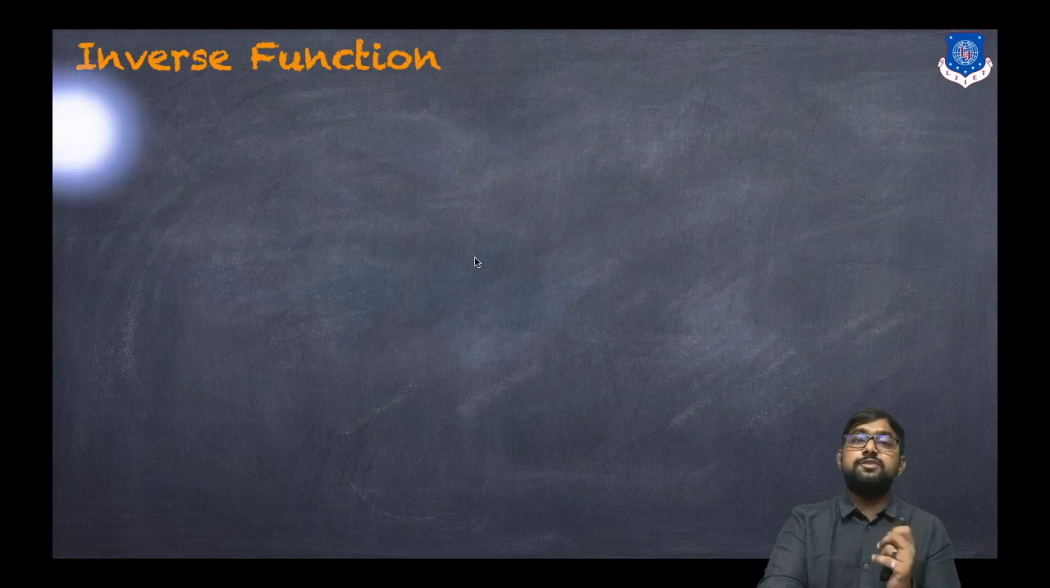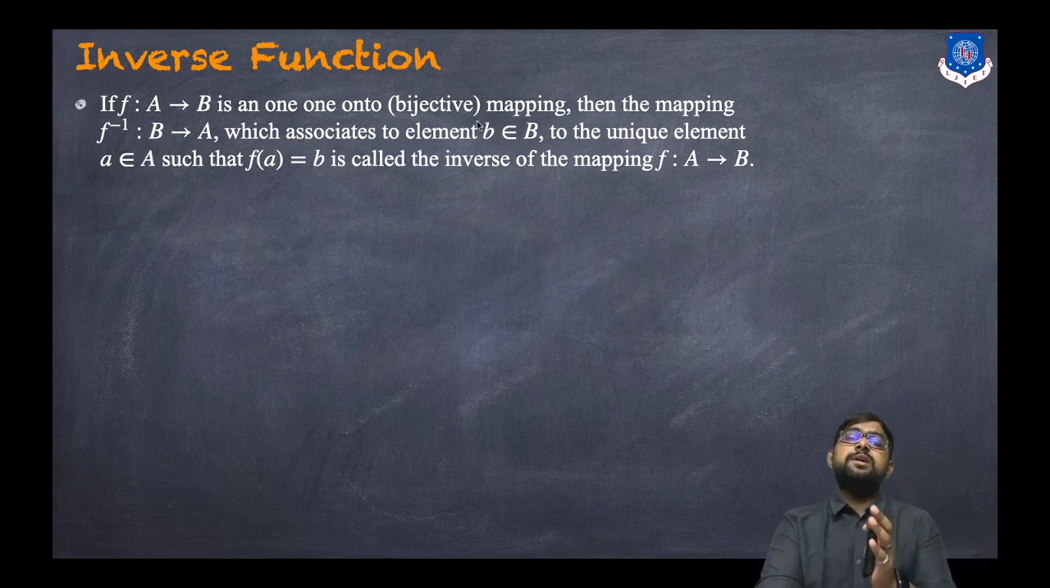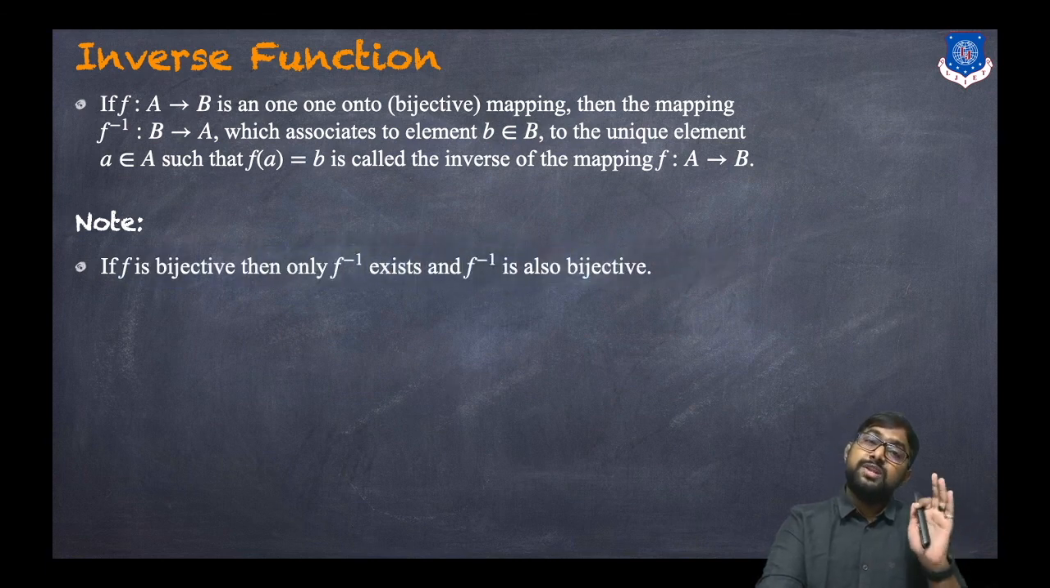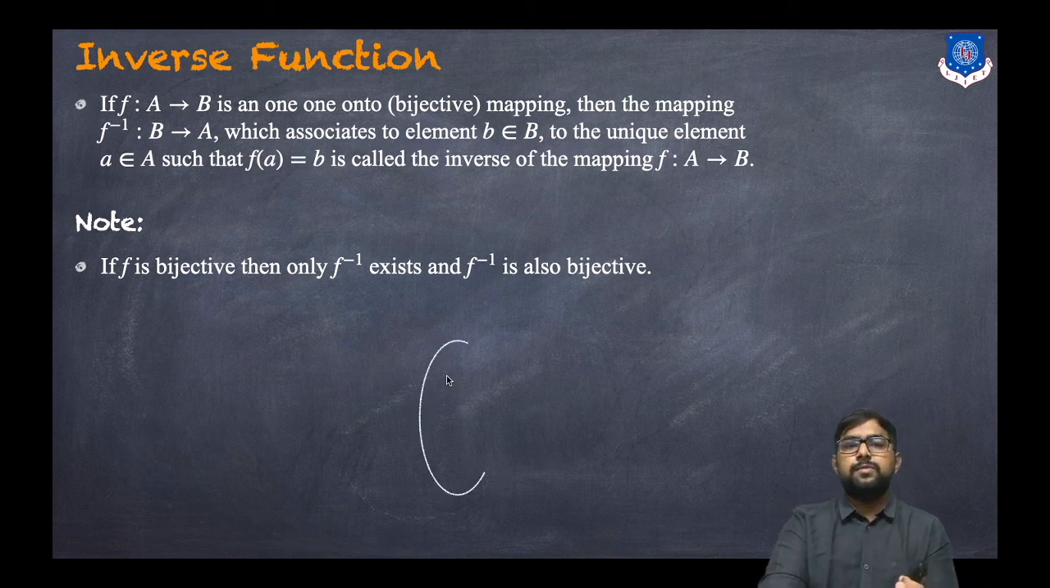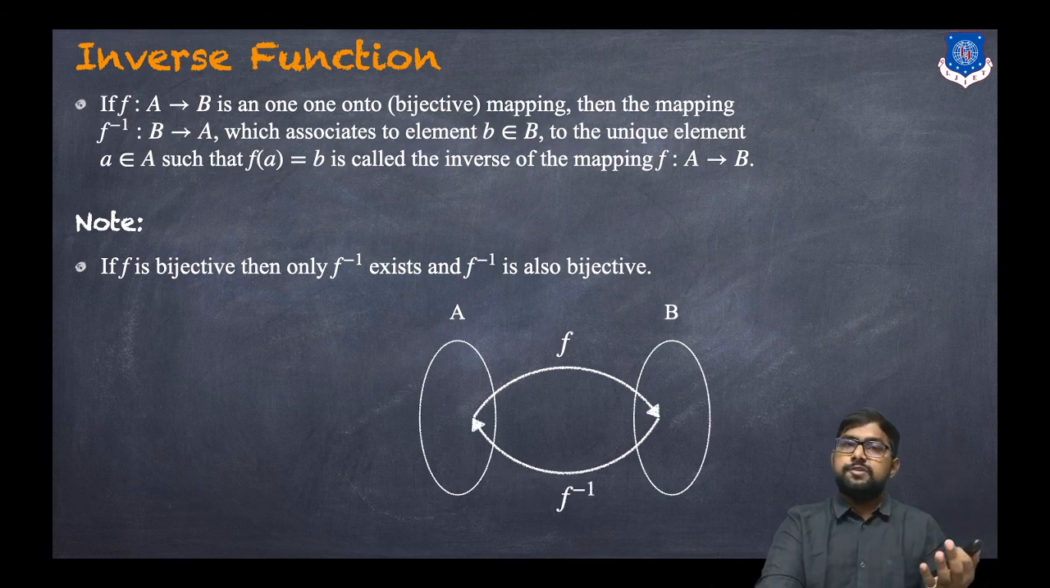Now let us understand what is an inverse function. If f from A to B is a one-one onto function, so first it has to be a bijective mapping, then the mapping f inverse, from B to A, associates each element b belonging to B to the unique element a belonging to A such that f of a equals b, and is called the inverse mapping of the mapping f from A to B. Note that only if f is bijective does f inverse exist, and that inverse will also be a bijective mapping. Take one set A and a second set B. If f is a function from A to B, then its inverse will be from B to A, and that is f inverse.